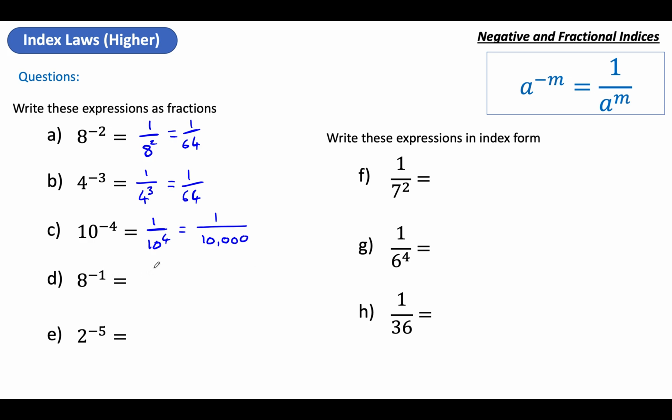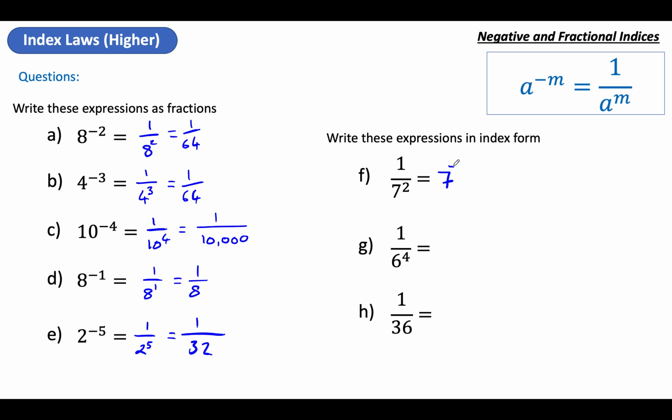8 to the power of minus 1. Push it down, make it positive. So this is 8 to the power of 1, which is, of course, just 8, isn't it? So that's 1/8. 2 to the power of minus 5. Push it down, make it positive. 2 to the power of 5. So 1 over 2 times 2, so that's 4, 8, 16, 32. 1 over 32.